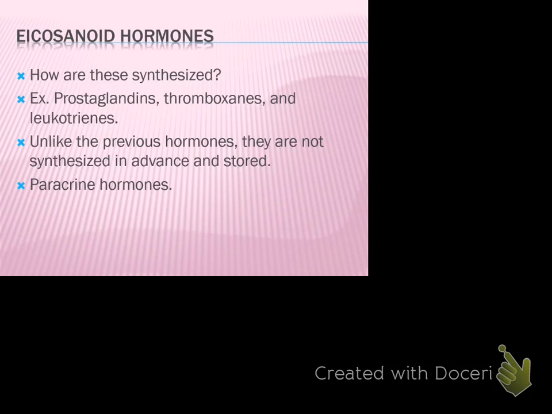So these are the prostaglandins and thromboxanes and leukotrienes. They are not stored in advance, unlike the other two that we've talked about so far. So they are paracrine hormones. You should know how they differ in their synthesis and storage from the others, because these are synthesized from arachidonic acid.